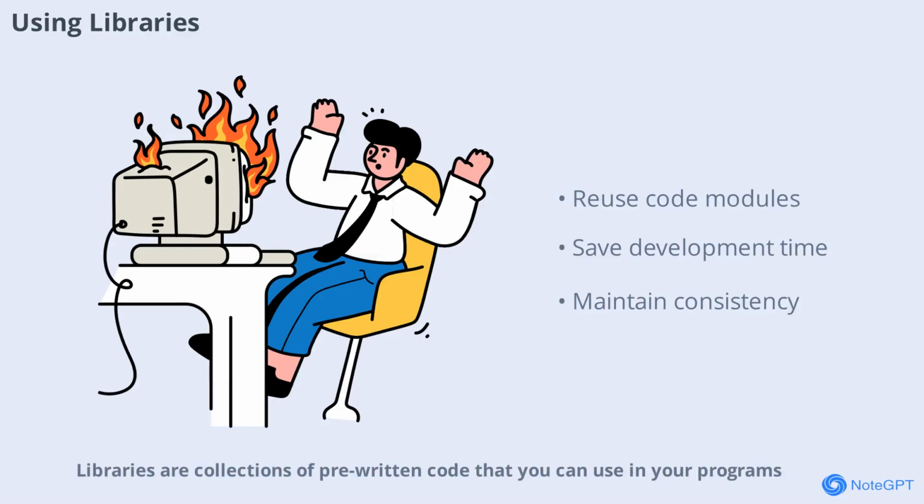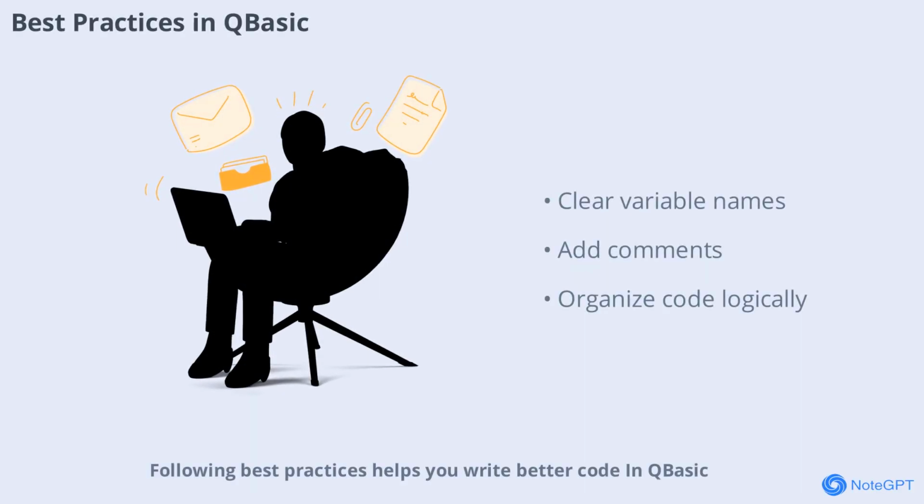Libraries are collections of pre-written code that you can use in your programs. While QBasic doesn't have extensive libraries like modern languages, you can still create your own reusable code modules. Sharing and reusing code saves time and helps maintain consistency across projects. Learning to use and create libraries is a valuable skill that will benefit you as you progress to more advanced programming languages.